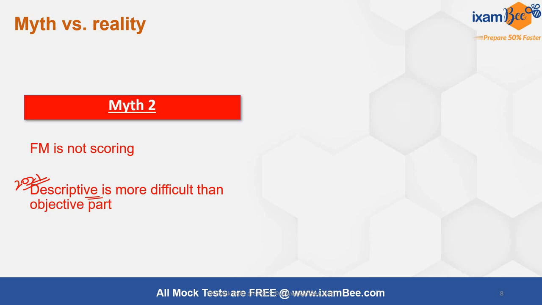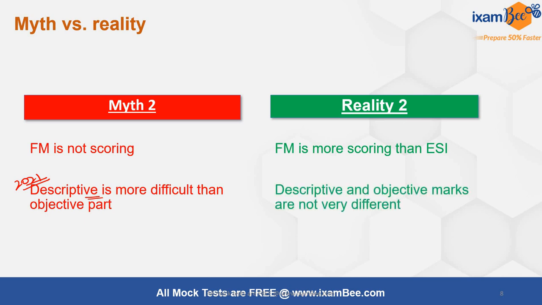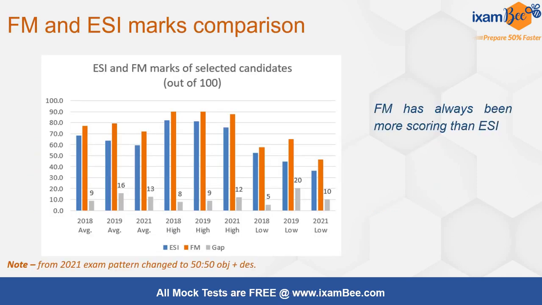Well, this is a very, very big myth and I will show you the facts to prove that this is incorrect and this is the wrong kind of fear that you are creating in your mind. Actually, the reality is that the FM paper is much more scoring than the ESI paper, and your descriptive and objective paper marks do not differ to a very large extent. So let me show you some facts about it.